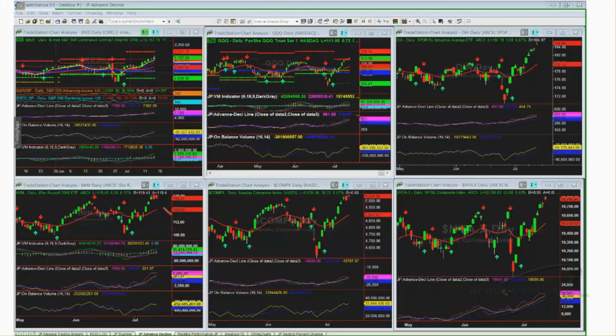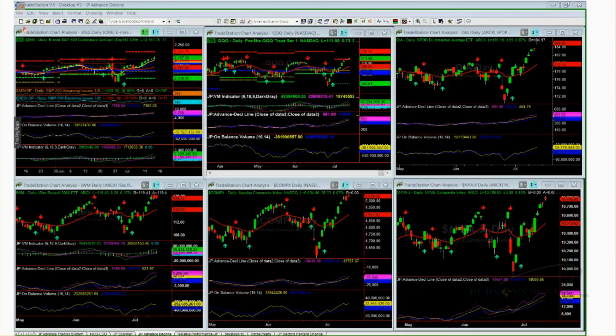A couple important areas. Where are we in relation to support and resistance? Right now, I notice that the Qs are at monthly resistance. I notice that the S&Ps, while not quite at longer-term quarterly pivot resistance, are close. I can just come straight to what?